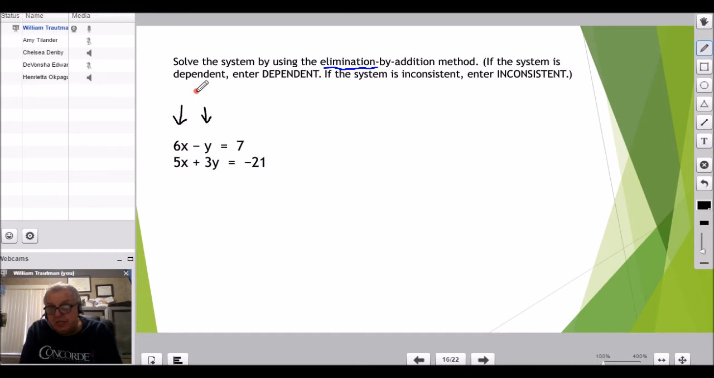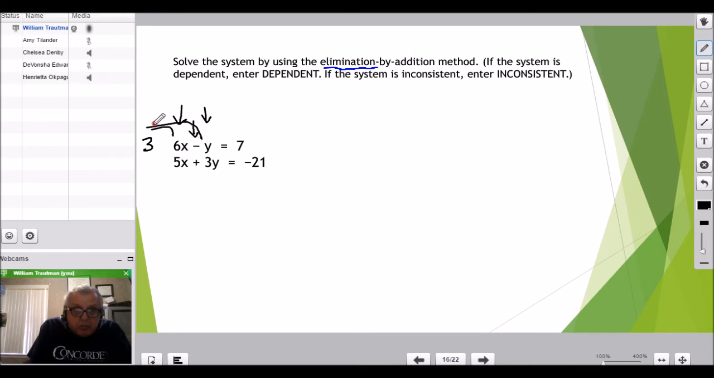I'm going to use the elimination method. And by the way, I'm going to eliminate the y's. Yeah, thank you, Henrietta. Do you see how one of these is positive, one of these is negative for the y's? So I really like that because now I just need the numbers to be the same. And since the top number is 1, all you have to do is multiply the top by 3, and then the y's will be the same with different signs.